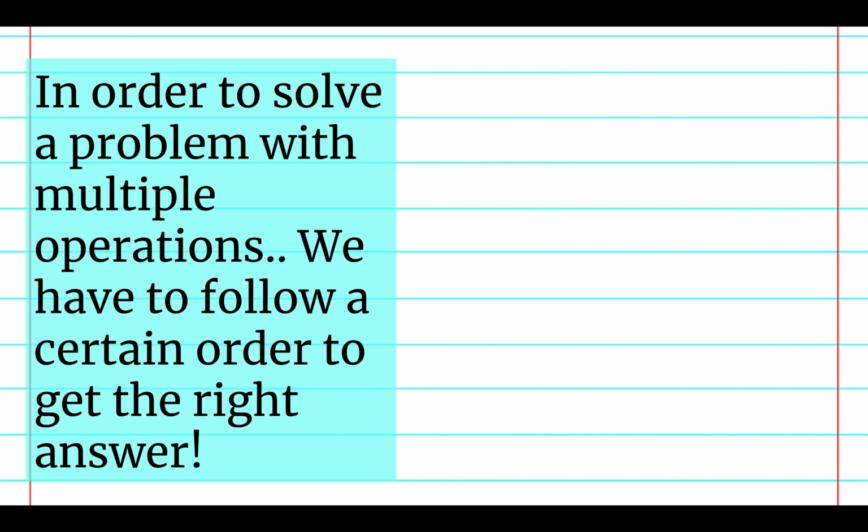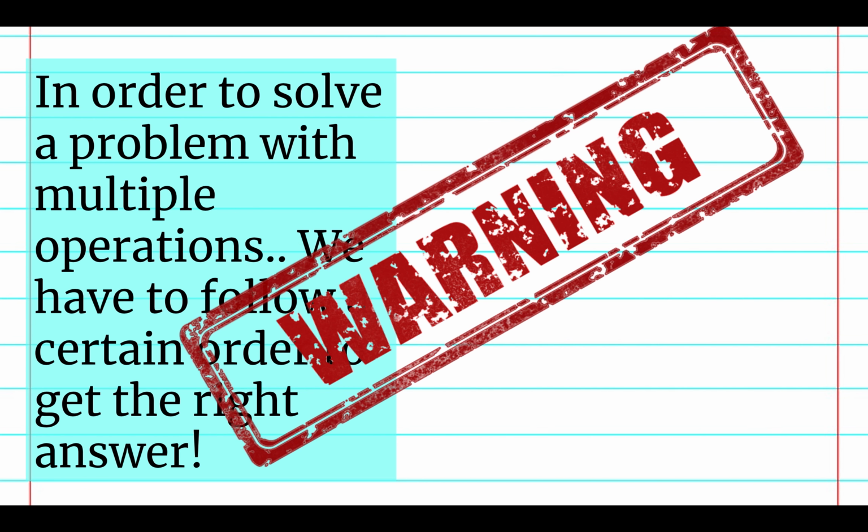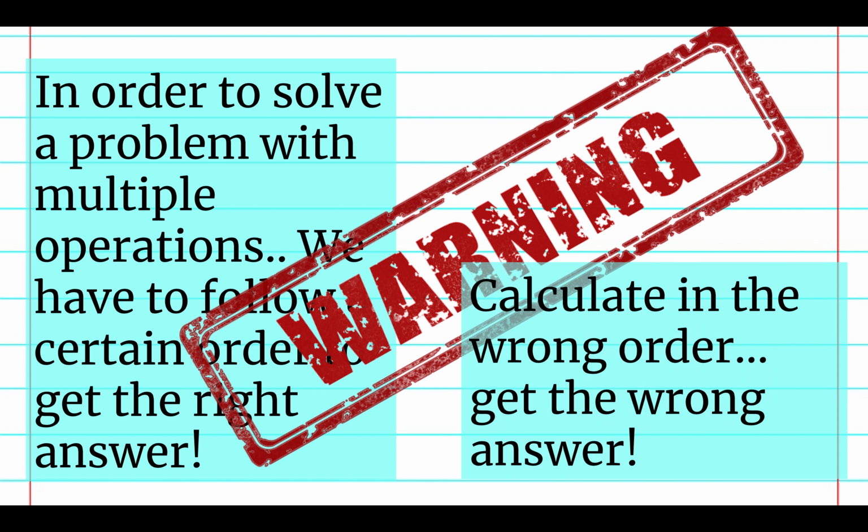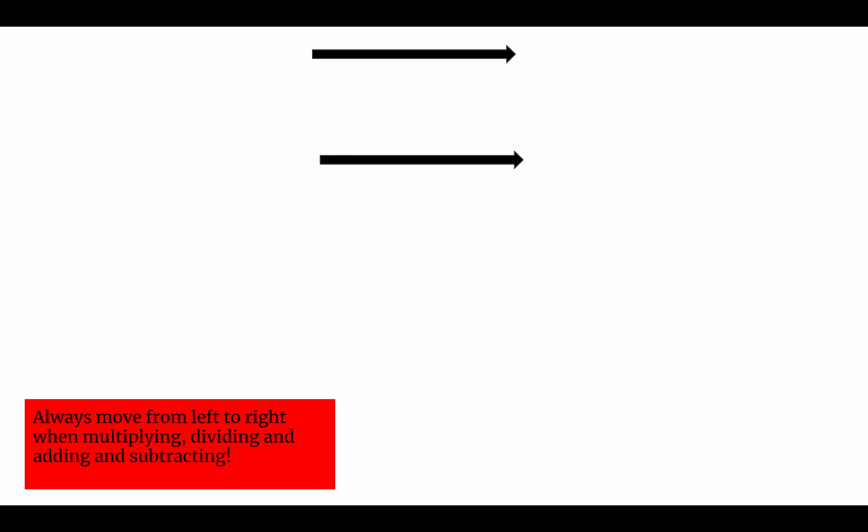In order to solve a problem with multiple operations, we have to follow a certain order to get the right answer. There's a warning with this: if you calculate in the wrong order, you will get the wrong answer. If you add before you multiply and do it in the wrong order, you're going to get the wrong answer. So let's go ahead and start with our problem.